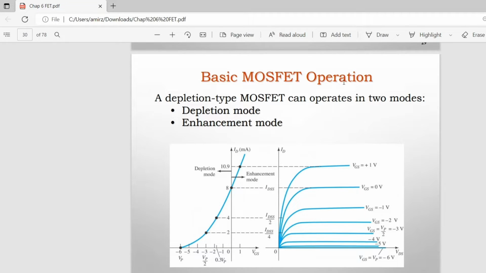Basic MOSFET operation. A depletion type MOSFET can operate in two modes, depletion mode and enhancement mode. I will go on with the depletion mode. So you can see from the graph, this is the depletion mode, from this to this.